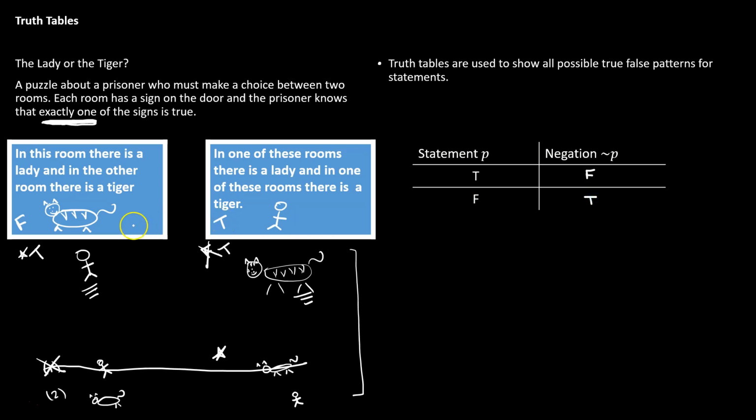So what we did here is we said only one of these can be true. If the first one is true, then we have a lady in one room, a tiger in the other. We need the second one to be false. So we had to negate that second statement. And the negation of that second statement is what gave us the tiger in the first room, the lady in the second room. We're going to use truth tables to determine the truth value of different types of statements and the combinations of statements. So we'll see that more in just a second.